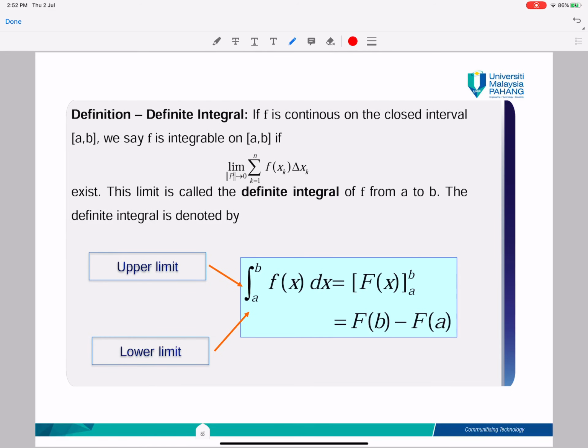The definite integral is denoted by integration from a to b f(x) dx, where a is the lower limit and b is the upper limit. And the result, which is the antiderivative capital F(x), we will then substitute x with b. Therefore, we will evaluate F(b) minus F(a). So this will be the result of integration from a to b f(x) dx.